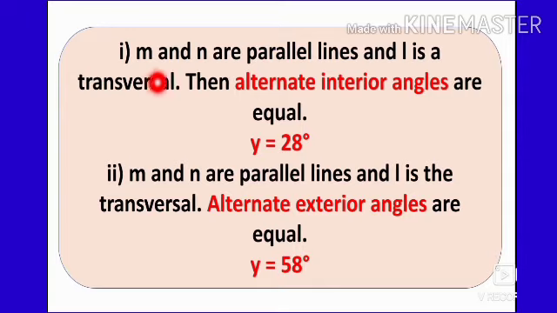Write down. M and N are parallel lines and L is the transversal. Then alternate interior angles are equal. Y is equal to 28 degree. And M and N are parallel lines and L is the transversal. Alternate exterior angles are equal. Therefore, Y is equal to 58 degree.